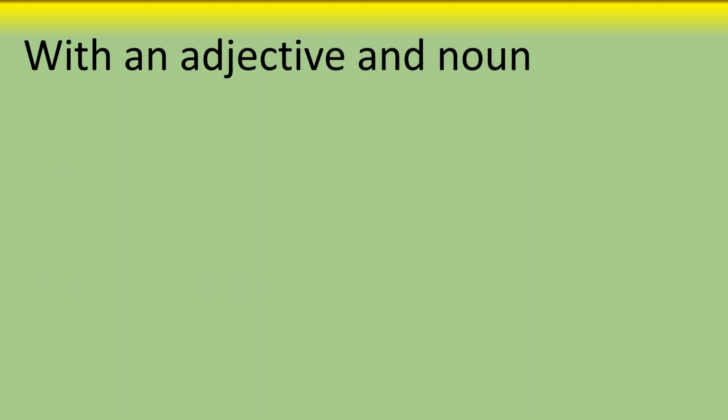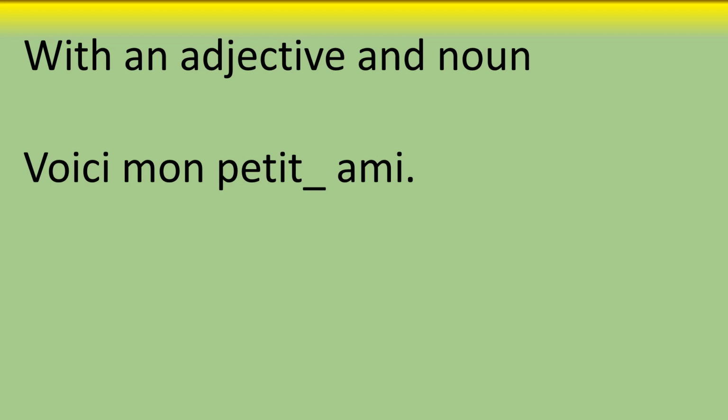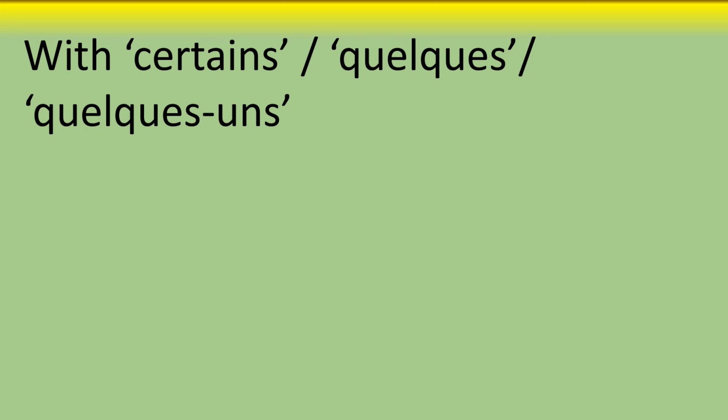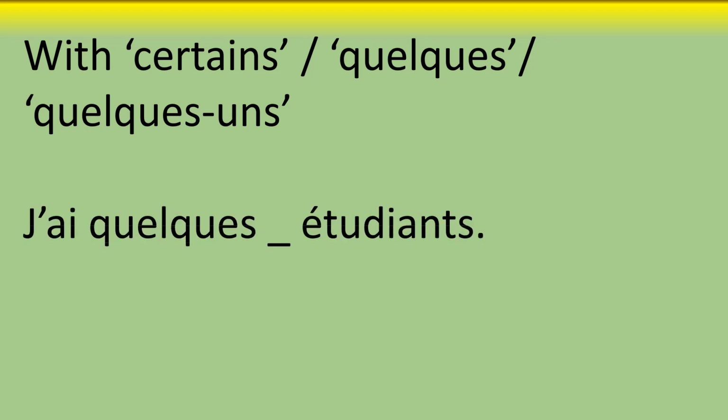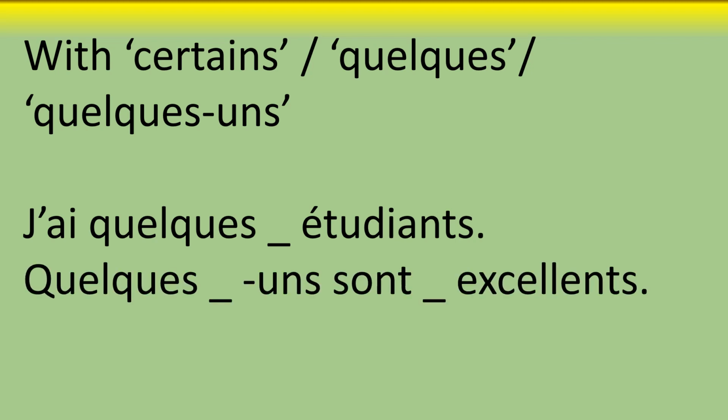Don't forget to make the liaison with numbers. For example, une_image, deux_enfants. We need to make a liaison with an adjective and noun, and I'm talking about an adjective which is placed before the noun, because adjectives are usually placed after. For example, voici mon petit_ami. Here's my boyfriend. You need to make a liaison with certains or quelques and also quelques-uns. For example, j'ai quelques_étudiants, I have a few students, or quelques-uns_sont excellents, some of them are excellent.